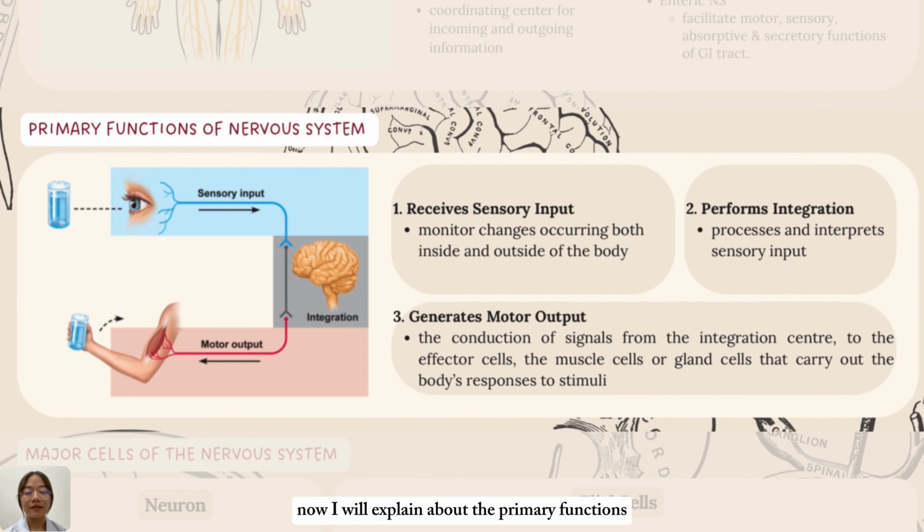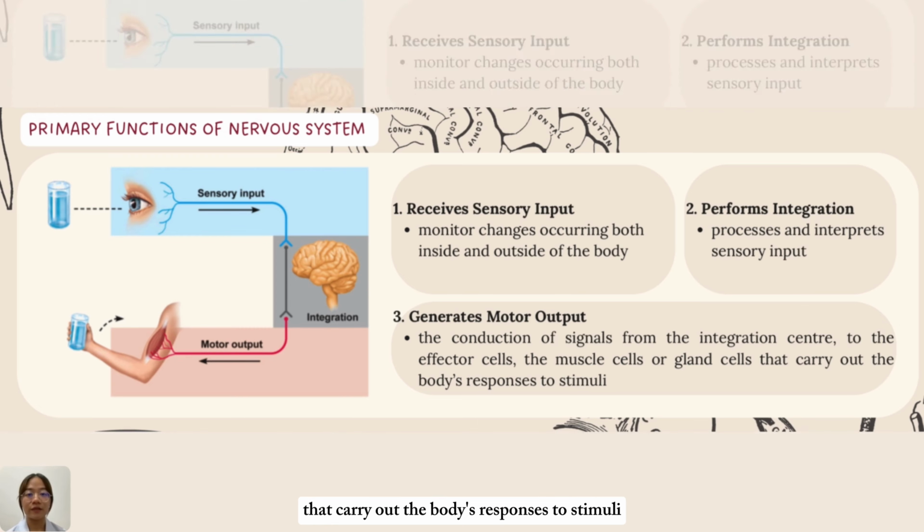Now I will explain about the primary functions of the nervous system. The nervous system receives sensory input, which monitors changes occurring both inside and outside of the body. It will then perform integration, which processes and interprets the sensory input. And lastly, it will generate motor output, which is the conduction of signals from the integration center to the effector cells, the muscle cells or gland cells that carry out the body's responses to stimuli.